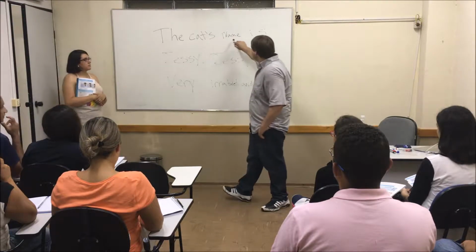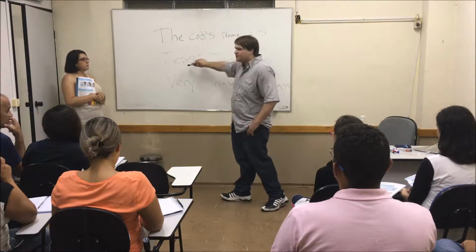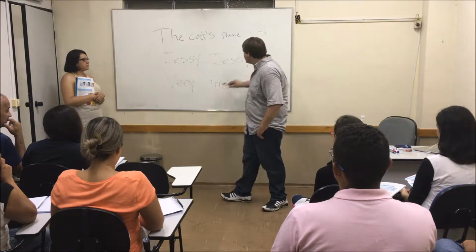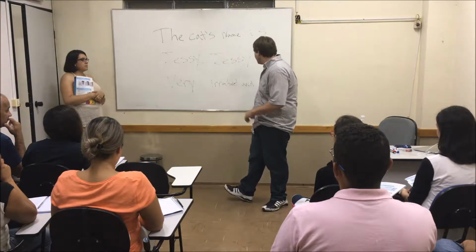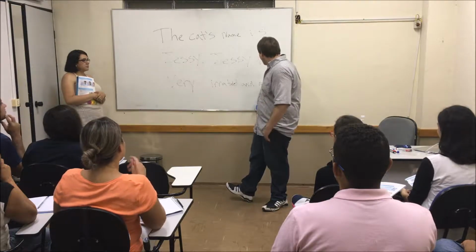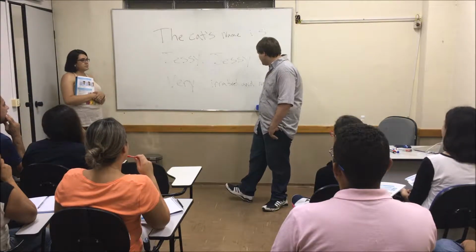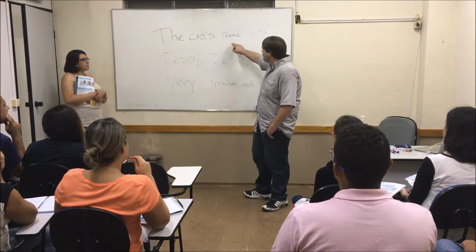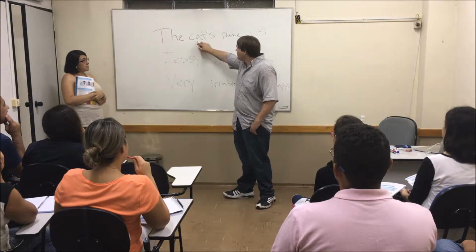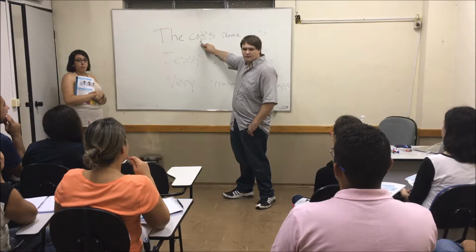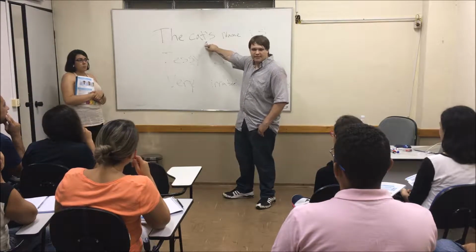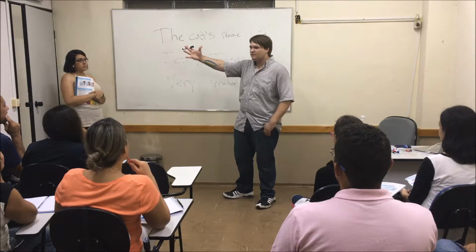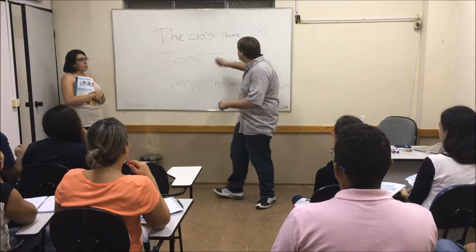The cat's name is Jesse. Jesse is very irritated and not happy. Who knows this word? Cat. Cat. What is cat? Animal. Animal. What animal? Gato. So we know this?